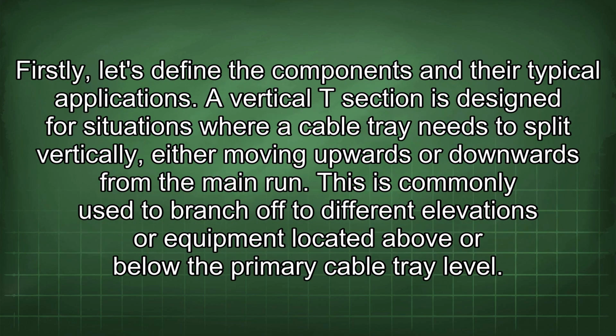Firstly, let's define the components and their typical applications. A vertical T-section is designed for situations where a cable tray needs to split vertically, either moving upwards or downwards from the main run. This is commonly used to branch off to different elevations or equipment located above or below the primary cable tray level.